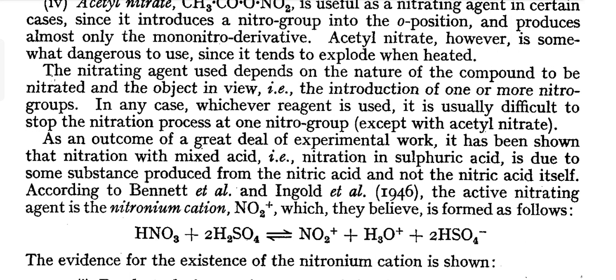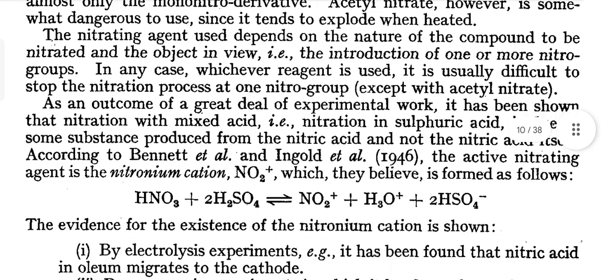In any case, whichever reagent is used, it is usually difficult to stop the nitration process at one nitro group except with acetyl nitrate. As an outcome of a great deal of experimental work, it has been shown that nitration with mixed acid, that is nitration in sulfuric acid, is due to some substance produced from the nitric acid and not the nitric acid itself. According to Bennett et al. and Ingold et al., 1946, the active nitrating agent is the nitronium cation, that is NO2 plus, which they believe is formed as follows.